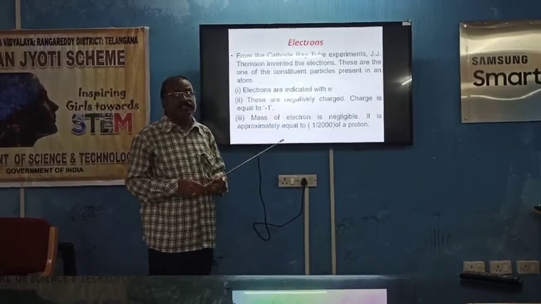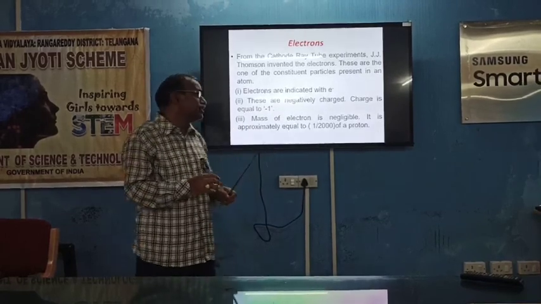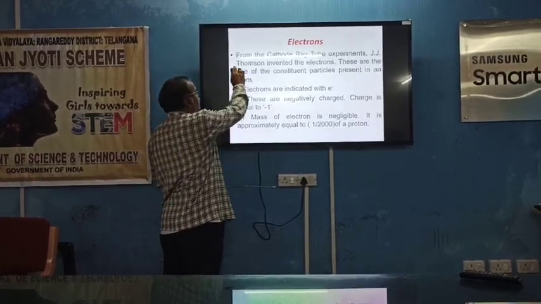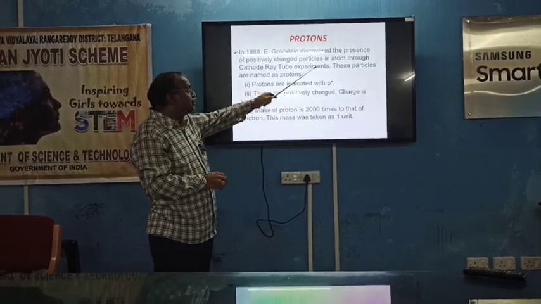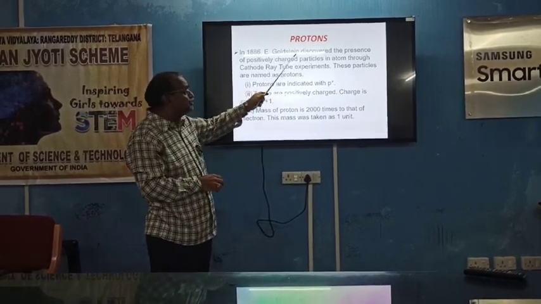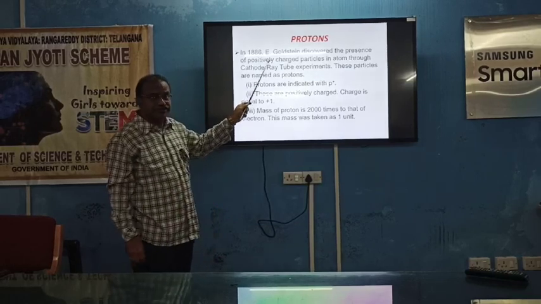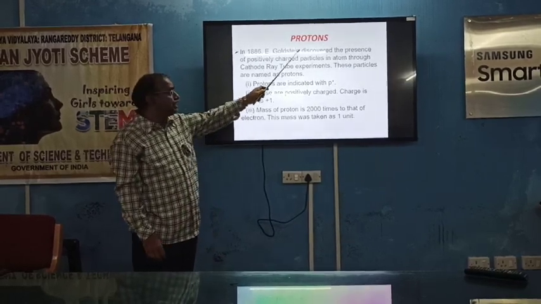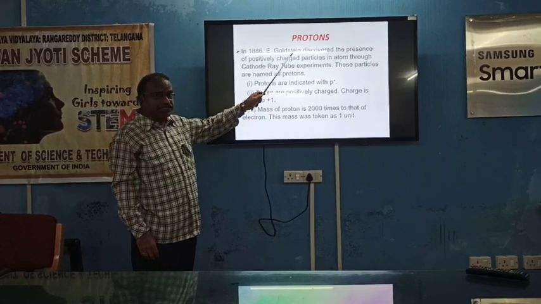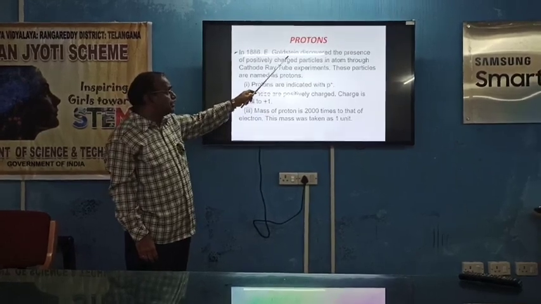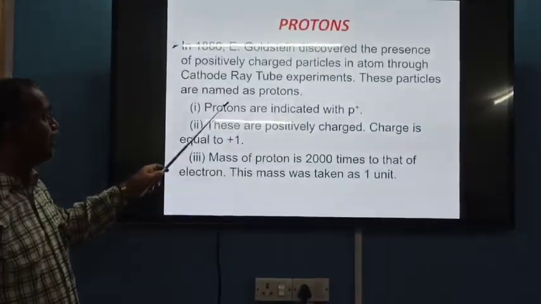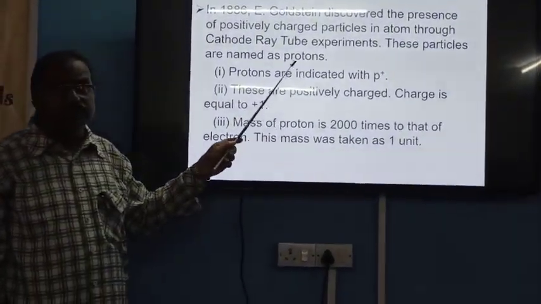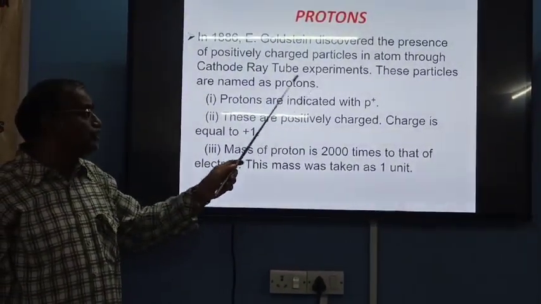In that case, canal rays are identified, where the positive particles are identified. These positive particles were identified by E. Goldstein in 1886. In the same experiment, that is the cathode ray tube experiment, those positively charged particles were named protons.